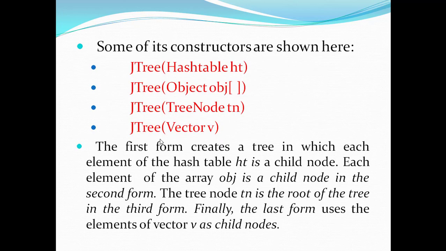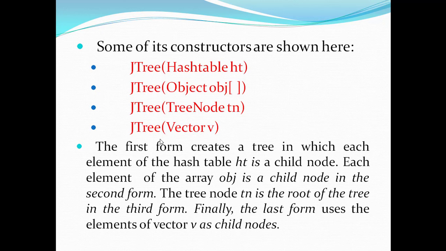To use the tree, some constructors are provided, and these are JTree(Hashtable ht), JTree(Object obj[]), the second constructor, where obj is the array. Third constructor, JTree(TreeNode tn), here we are passing the tree node. Fourth constructor, JTree(Vector v).